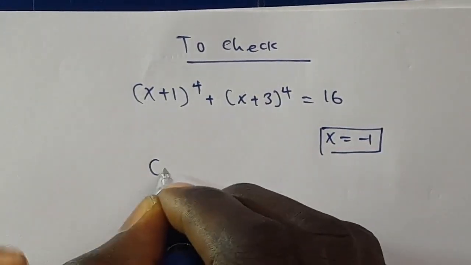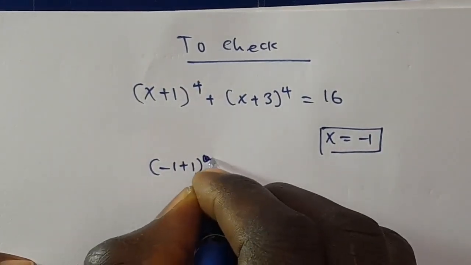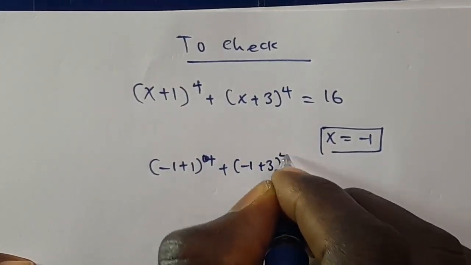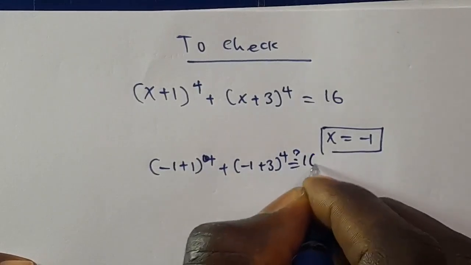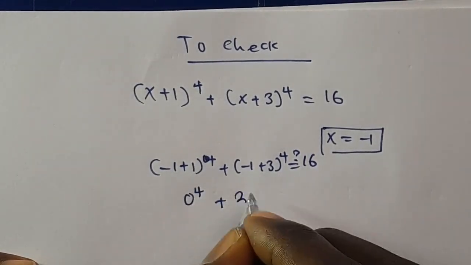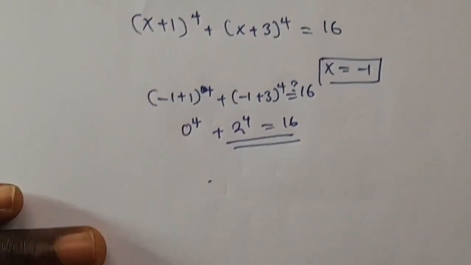Then we are going to have this one to be minus 1 plus 1 raised to power 4 plus minus 1 plus 3 raised to power 4. Are they going to give us 16? From here we have 0 raised to power 4 plus this one will now be 2 raised to power 4, which equals 16. So this is true.